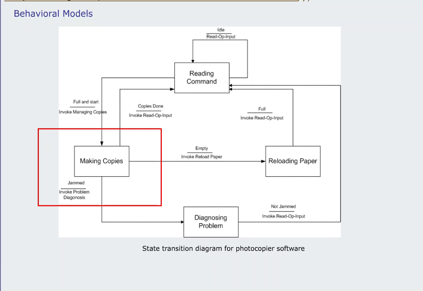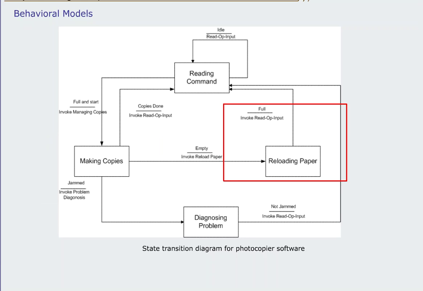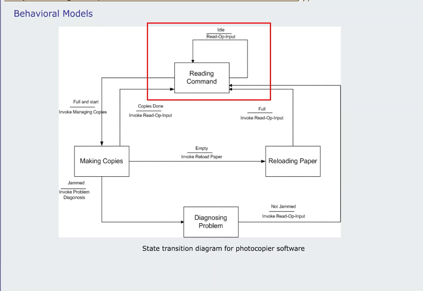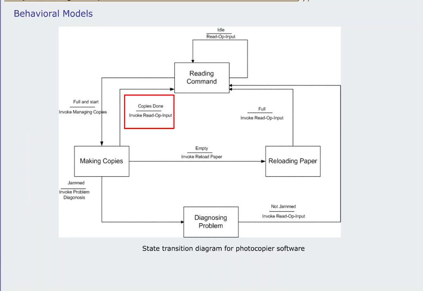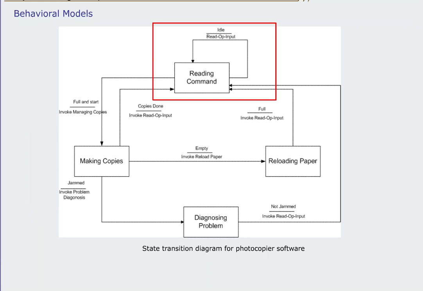If during copying, papers finish, system goes to reload paper state. When reload is complete, system goes back to initial state of reading command. If user gives the command to continue the copying job, system will re-enter the copying state and will keep on copying till the job is finished, and it notifies the system that job is done and goes back to initial state of reading command.